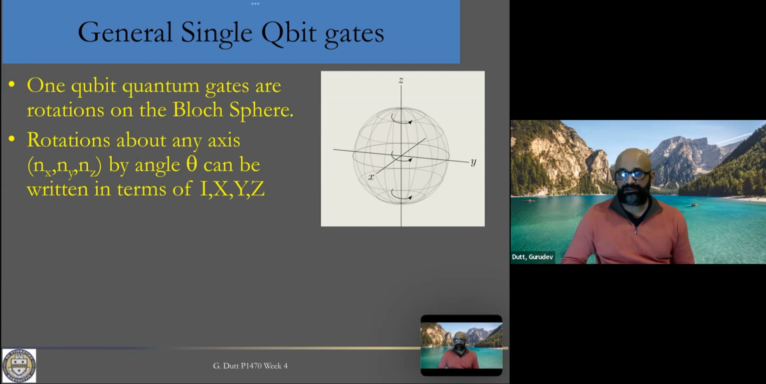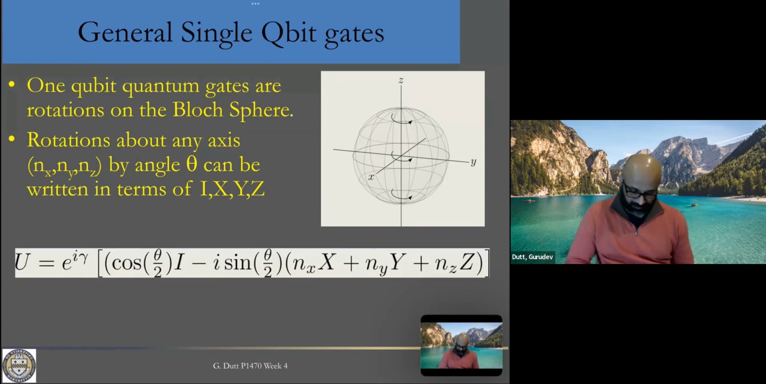And it turns out that this can be written in terms of I, X, Y, and Z, meaning the identity operator, the Pauli X gate, the Pauli Y gate, and the Pauli Z gate. This is just a general result that any rotation around any axis can always be written as the rotation around the X, Y, and Z axes in some manner. And this is the result. I'm not proving this result. This is just the result of the math.